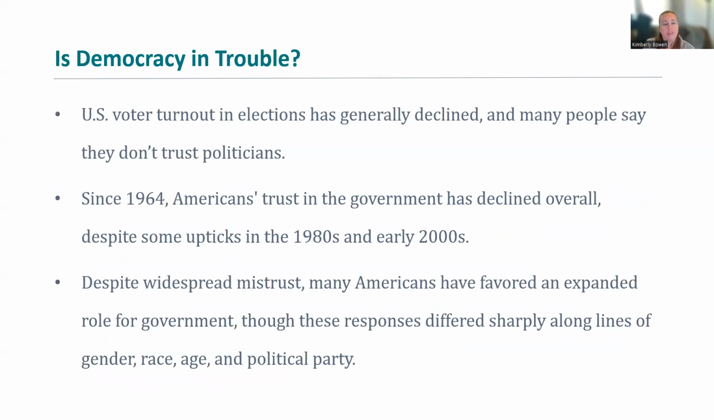All right. Is democracy in trouble? The US voter turnout in elections has generally declined, and many say that they don't trust politicians. Since 1964, Americans' trust in the government has declined overall, despite upticks in the 80s and the early 2000s. Despite widespread mistrust, many Americans have favored an expanded role for government, though those responses differ sharply along the lines of gender, race, age, and political party.